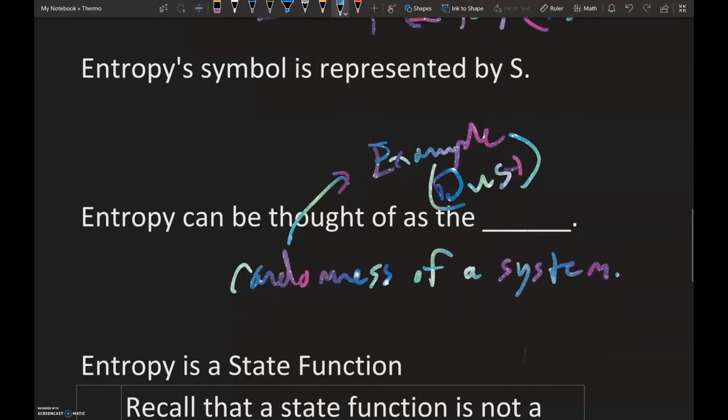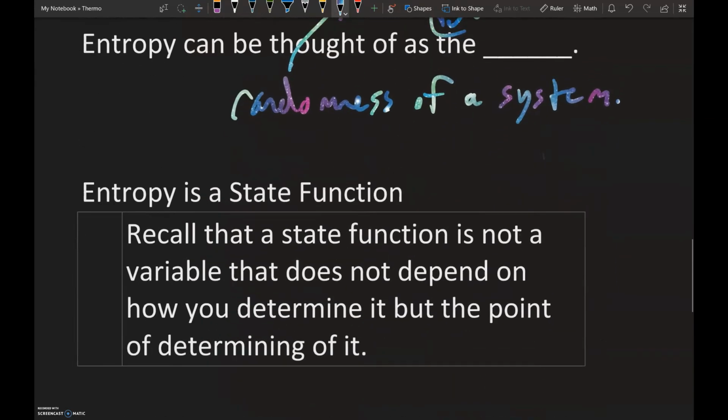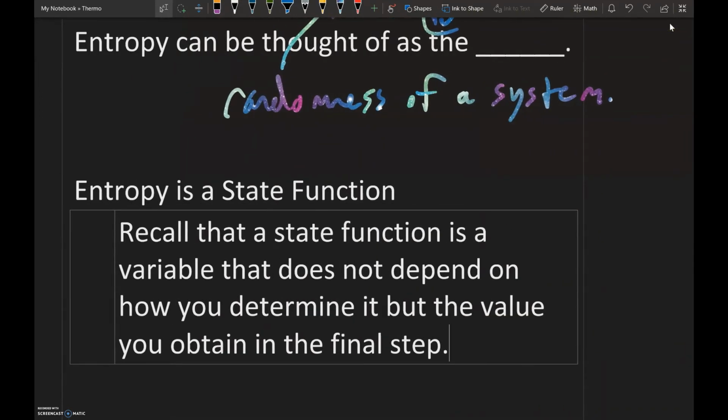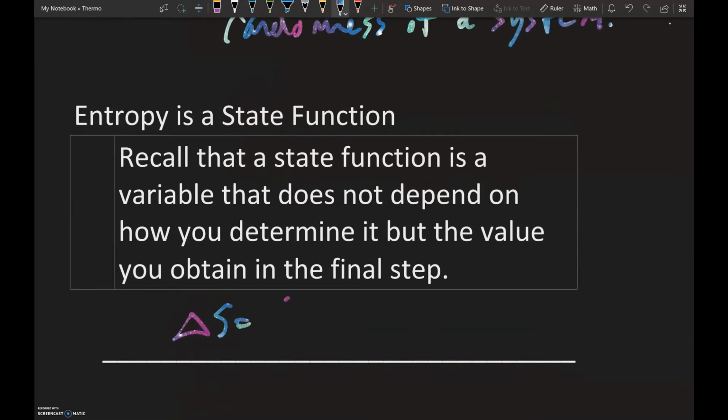Now, entropy is also called a state function. Recall that a state function is a variable that does not depend on how you determine it, but the value you obtain in the final step. And so we can form an equation here where delta S is equal to S final minus S initial.